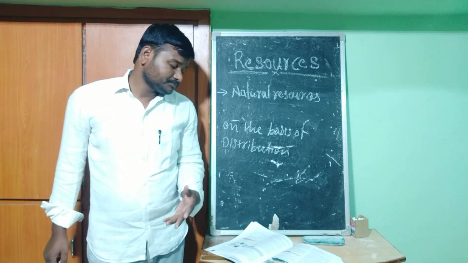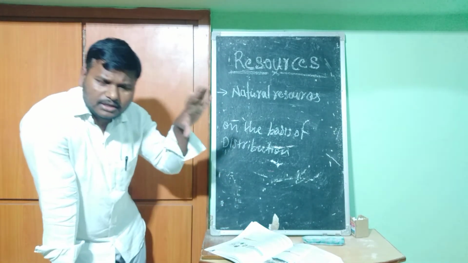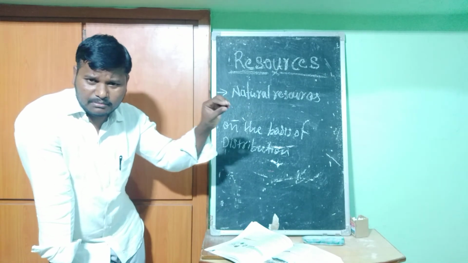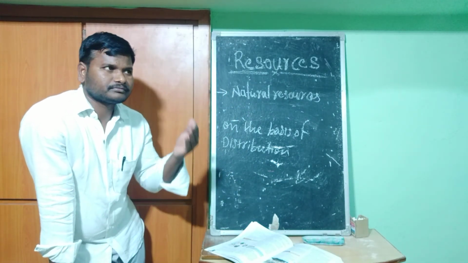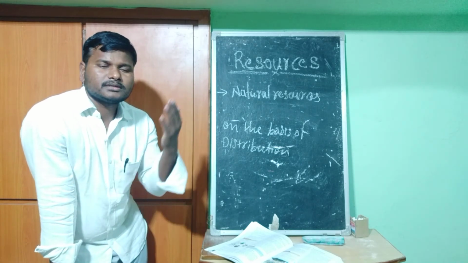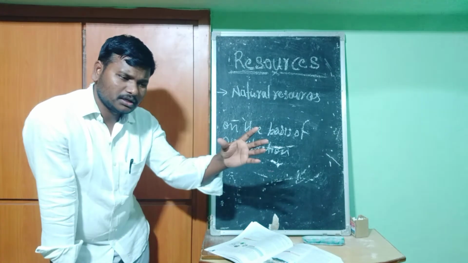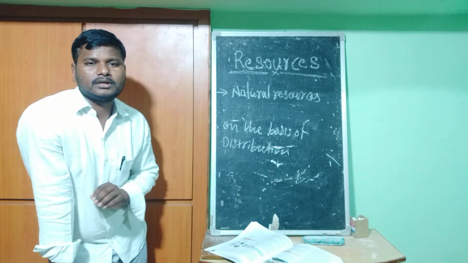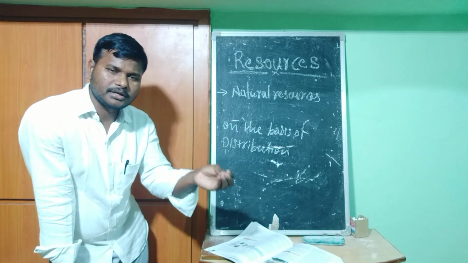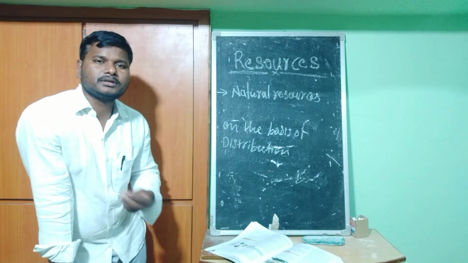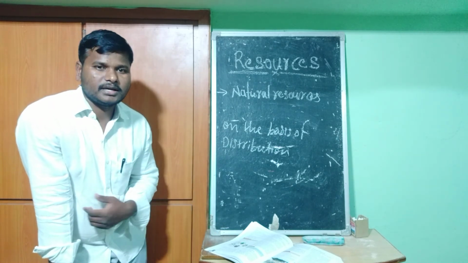Next, localized resources. Localized resources are those that are found in particular places. Example, just now we talked about the Arab countries, where there are many oil wells. Because of that, those resources are located there only. And in Africa, there are gold mines. That gold is deposited there only. So that type of resources we can call localized.